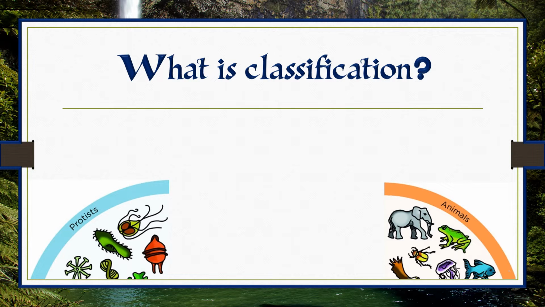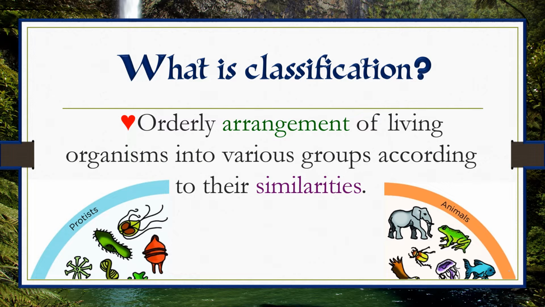What is classification? Classification is the orderly arrangement of living organisms into various groups according to their similarities. That is classification.